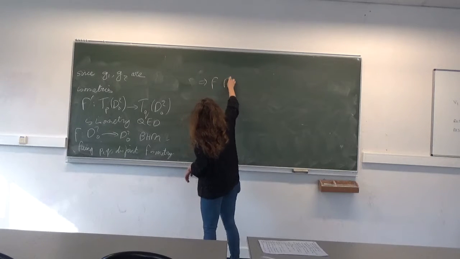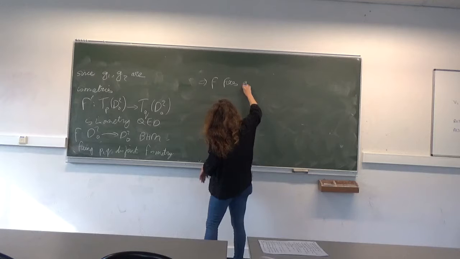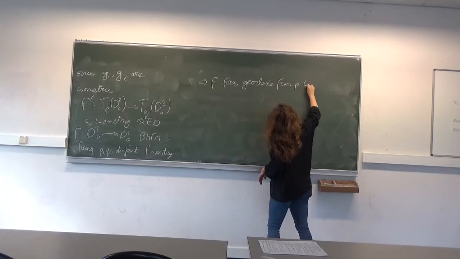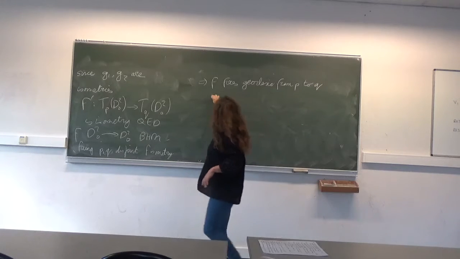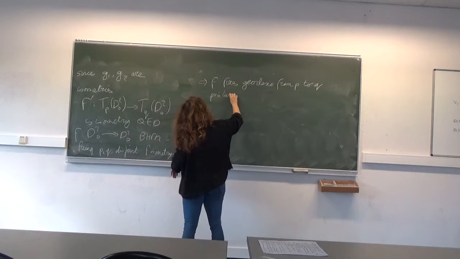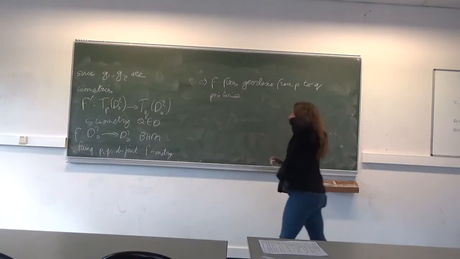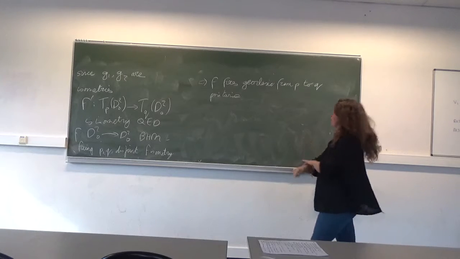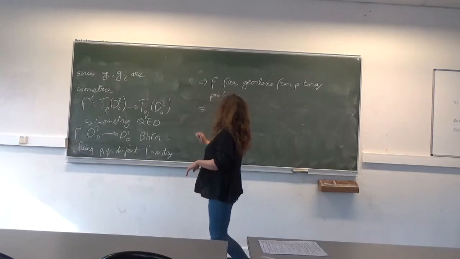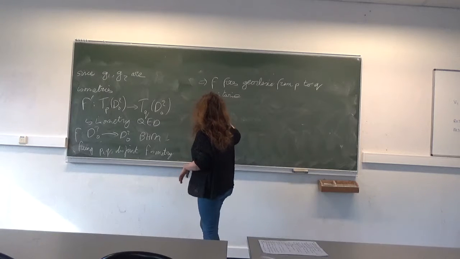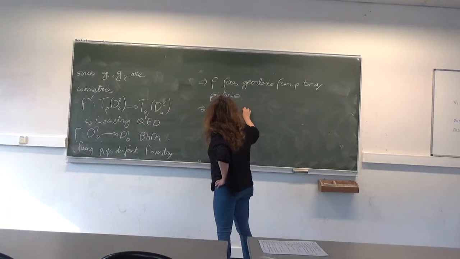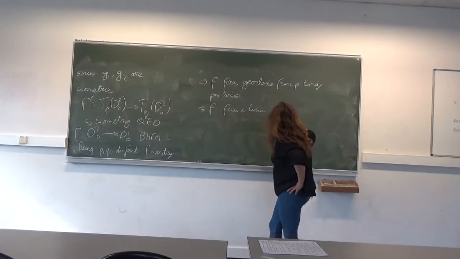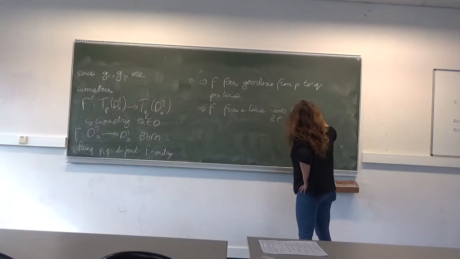F fixes the geodesic from P to Q pointwise. Okay, and then we have a biholomorphism that fixes a whole hyperbolic line, so by the zero principle, f is the identity.